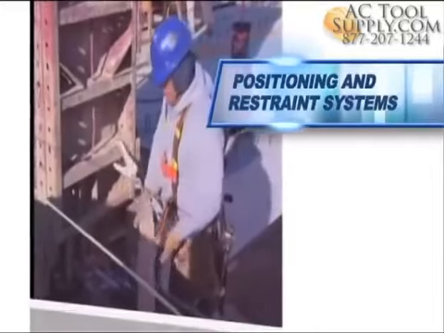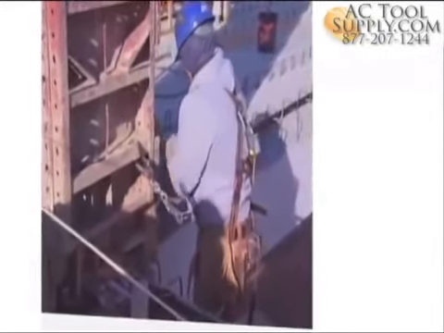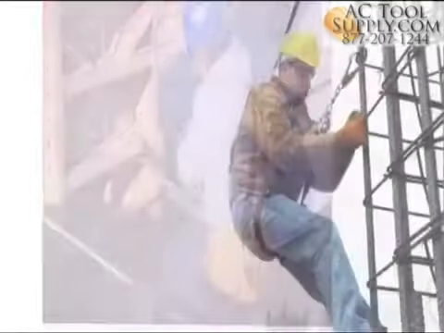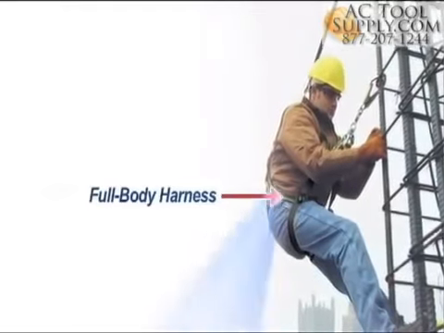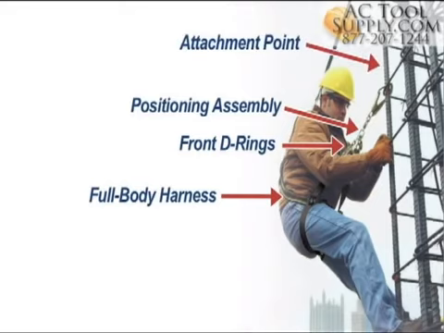Positioning and restraint systems hold a worker in place, allowing a hands-free workspace or restrict a worker's movement in proximity to a fall hazard. A typical system consists of a full body harness with side or front D-rings, a positioning assembly, and an attachment point.